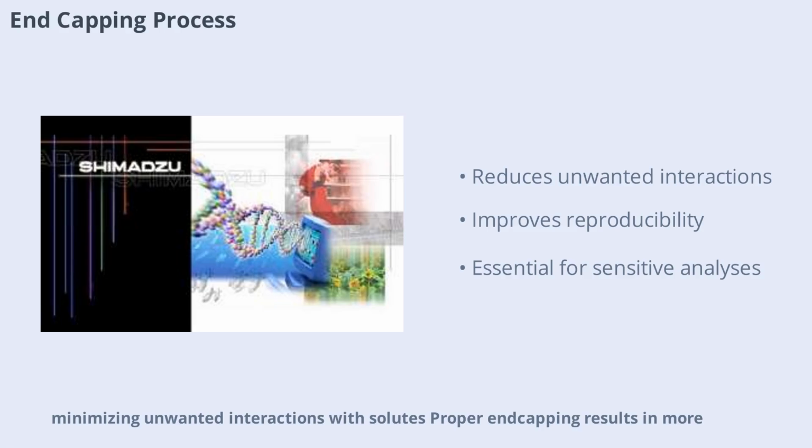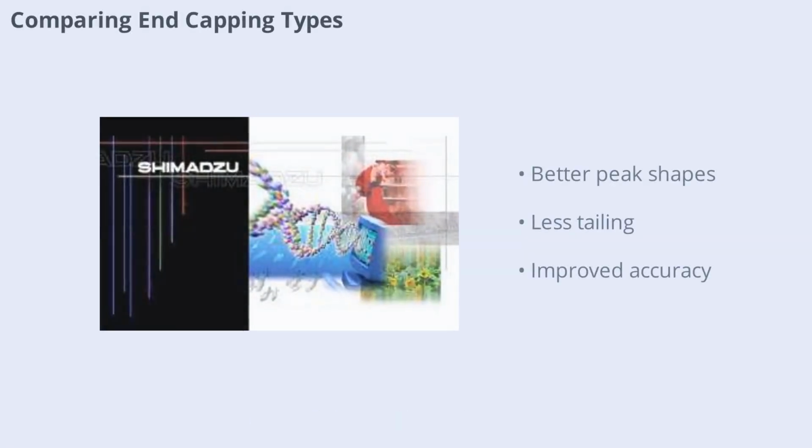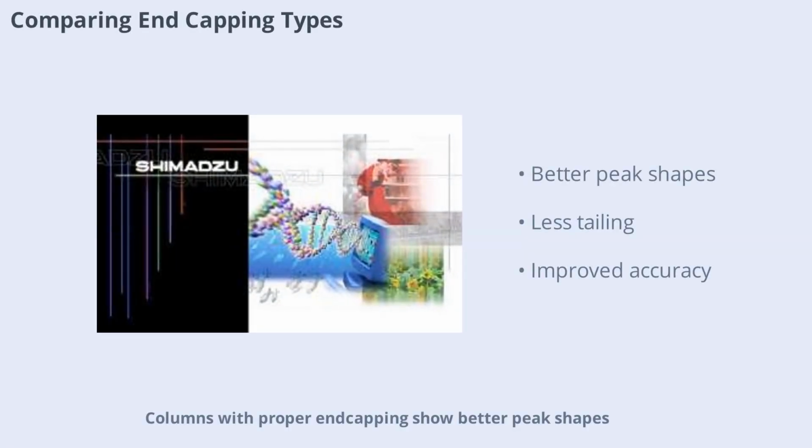Proper end capping results in more consistent and reliable chromatographic performance, especially for sensitive analyses. Columns with proper end capping show better peak shapes and less tailing compared to those with insufficient end capping. This is especially important for compounds like propranolol, acenaphthene, and amitriptyline. Using well-end-capped columns ensures more accurate and reproducible results across a range of analytes.